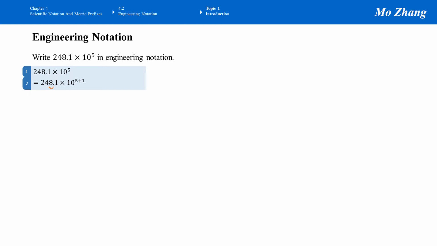If we add a 1 to the exponent, which means we multiply by 10, we need to do the opposite for the number part. We need to divide 248.1 by 10. Divided by 10 means moving the decimal point to the left 1 unit. So at the end it is 24.81 times 10 to the power 6. So 24.81 multiplied by 10 to the power 6 is correctly expressed in engineering notation.